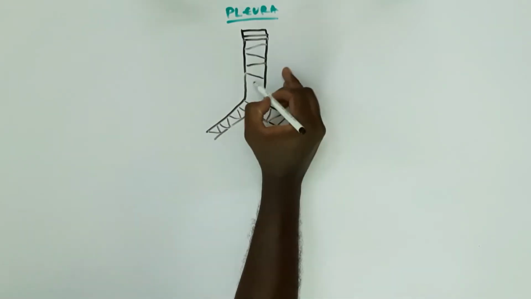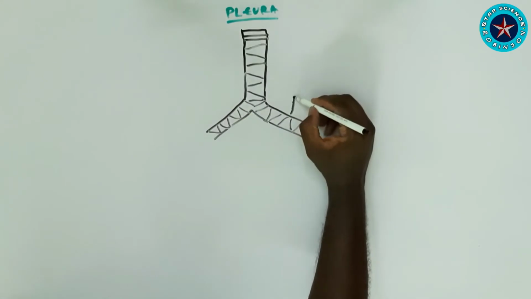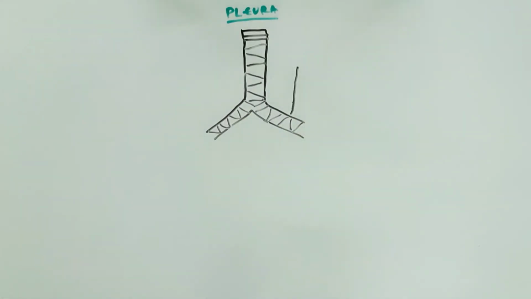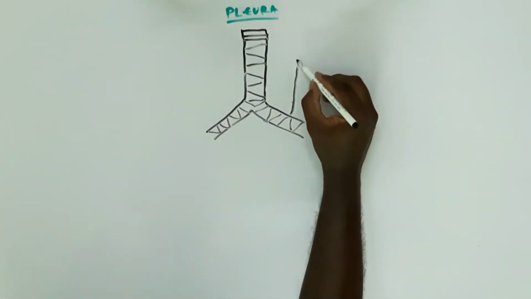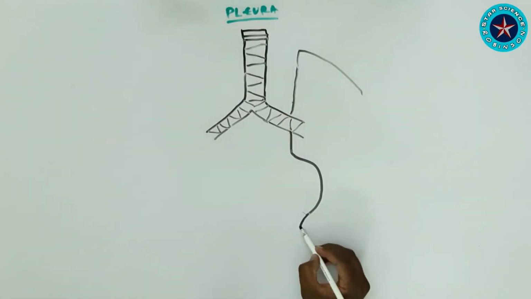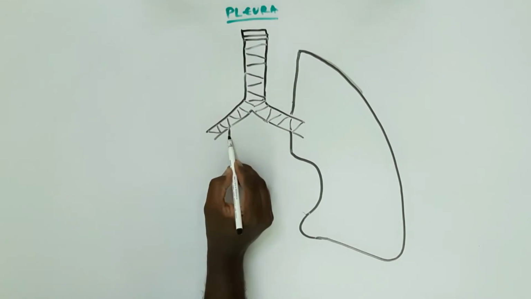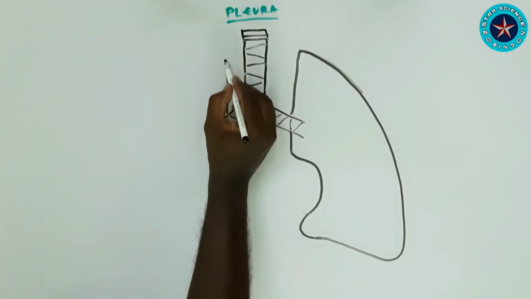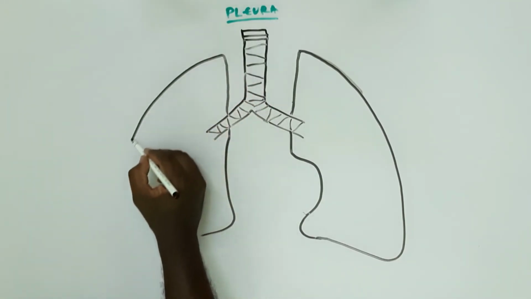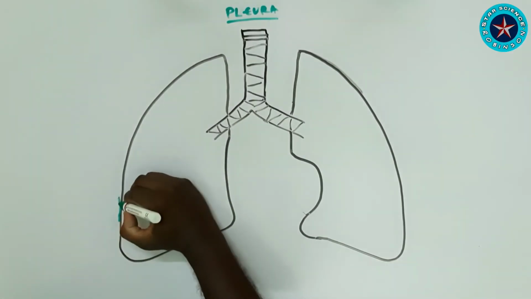The outer layer is called the parietal layer, which lines the wall of the thoracic cavity, and the inner layer is called the visceral pleura, which covers the lung. A small space is present between the parietal pleura and visceral pleura, which is called the pleural cavity.